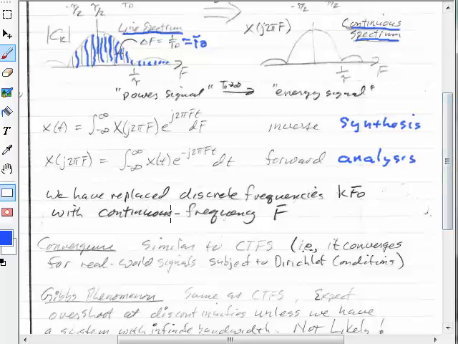Notice that now we don't have kf0, the kth harmonic. Frequencies were listed in terms of discrete frequencies in the Fourier series. Now it's a continuous frequency variable f. So that's the big change.